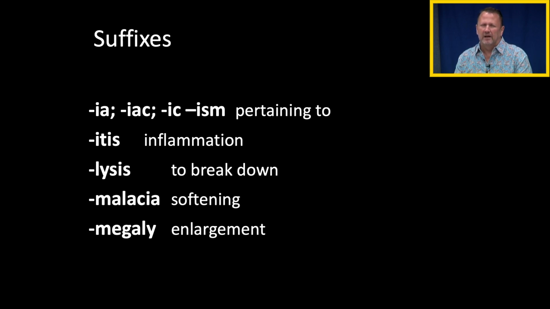Like hemolysis: hemo, blood, lysis, to break down. And so if somebody has hemolysis, they're breaking down their red blood cells for whatever reason. Malacia: mal, bad; malacia, to soften. Somebody with osteomalacia, osteo, bones, malacia, softening. Osteomalacia means softening of the bones. Megaly means large, enlargement. If they have splenomegaly, they have an enlarged spleen. If they have hepatomegaly, they have an enlarged liver.